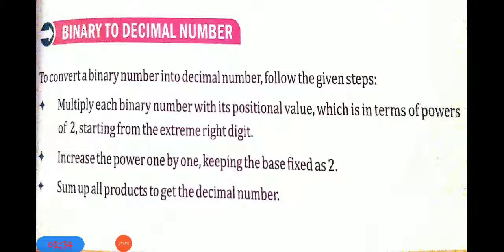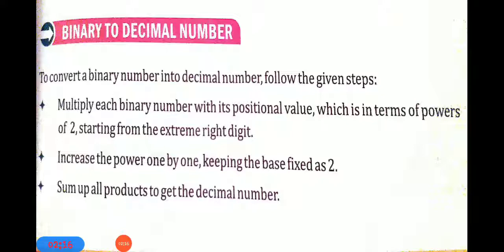I explained this method in the first part. Here the power of 2 is used instead of 10. Use the positional number as the power. Increase the power 1 by 1, meaning go to the left side and increase the power number, like from 0 to 1, 2, 3, 4, 5, 6, keeping the base fixed as 2.